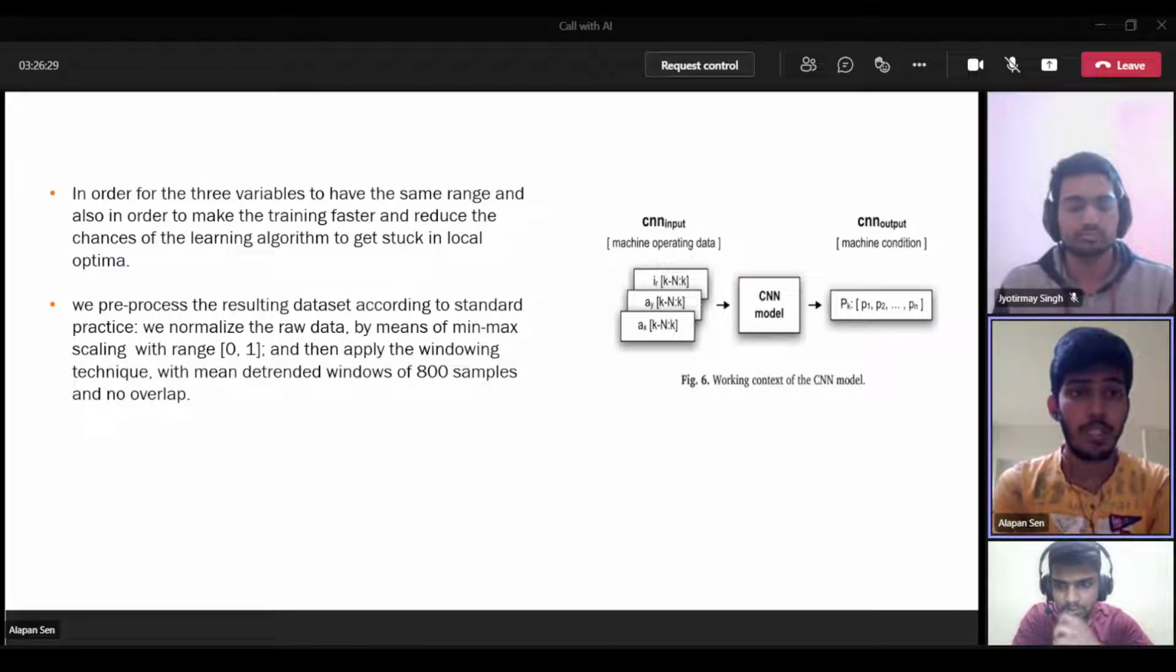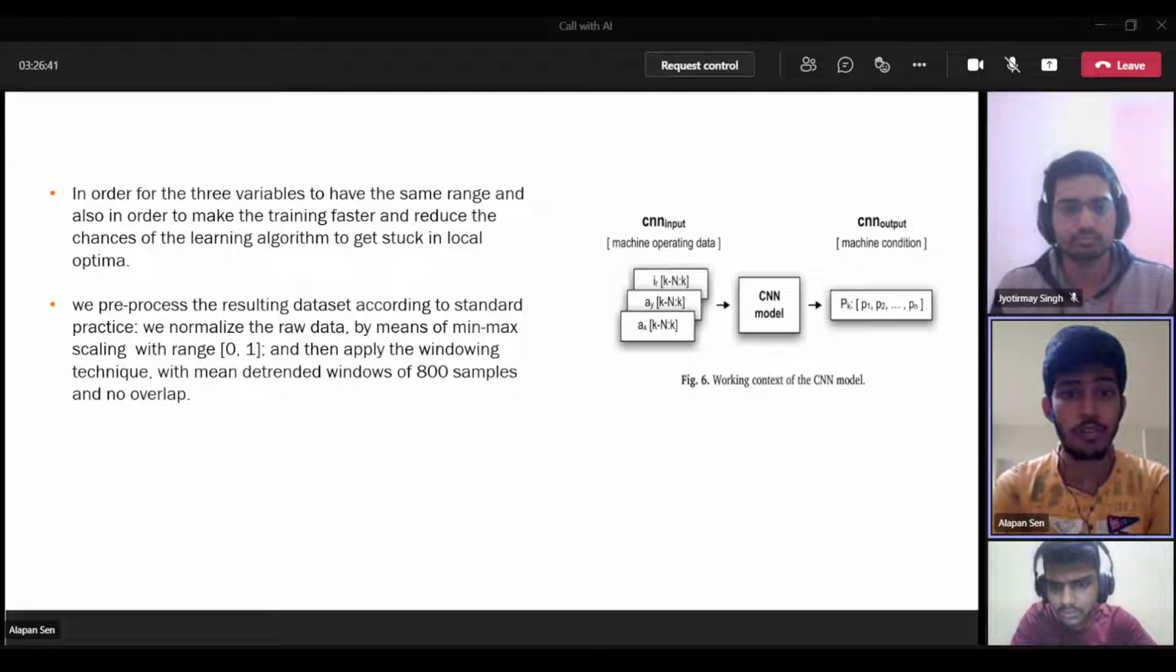In order for the three variables to have the same range, and also to make the training faster and reduce the chances of the learning algorithm getting stuck in local optima, we preprocess the raw dataset according to standard practice. We normalize the raw data by means of min-max scaling with a range of 0 to 1 and then apply the windowing technique with a window of 800 samples and no overlaps.